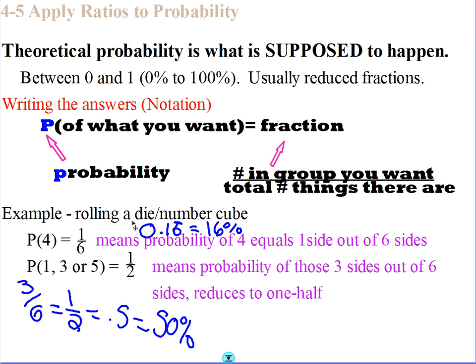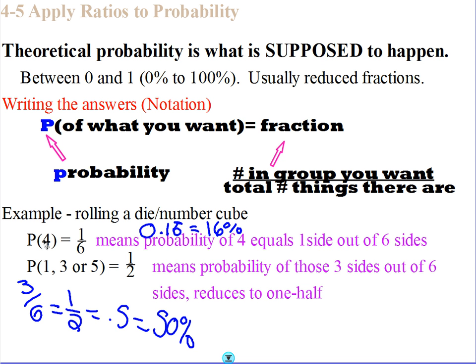For example, rolling a dice / numbered cube. I'm looking for the probability of rolling a 4. So out of that whole dice, there's only one side out of all 6 of them that have a 4 on it. So the probability is going to be 1/6. If I change that to a decimal, I'm going to get 0.16 repeating. So approximately about 16% of a chance to roll a 4 on a die.